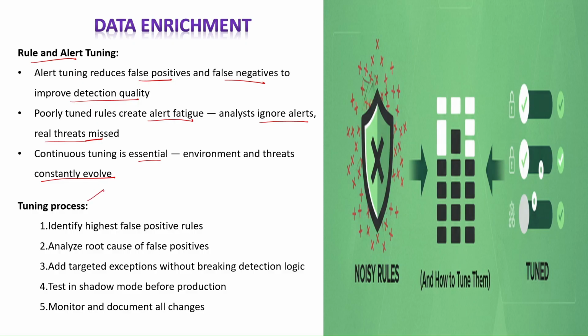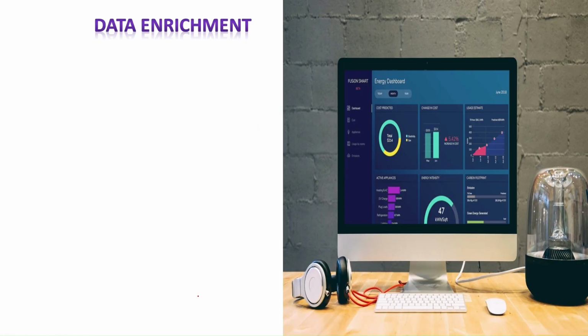The tuning process is: number 1, identify the highest false positive rules; number 2, analyze the root cause of the false positives; number 3, add targeted exceptions without breaking detection logic; number 4, test in shadow mode before production; and number 5, monitor and document all changes.